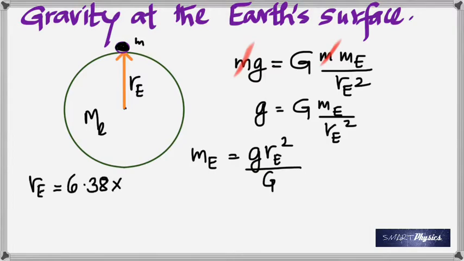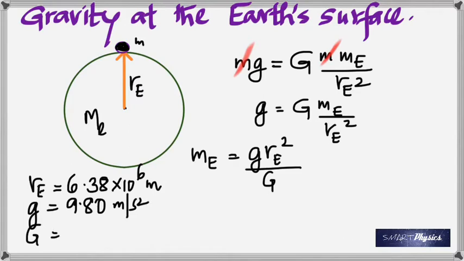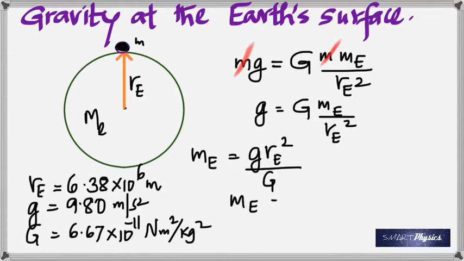Let's see what we get. 6,380, according to where I got it from. When you put all those numbers, you're going to get the mass of the earth. See what we get? It's about 10 to the power 24 kilograms. 5.98 times 10 to the power 24 kilograms. That's the mass of the earth.